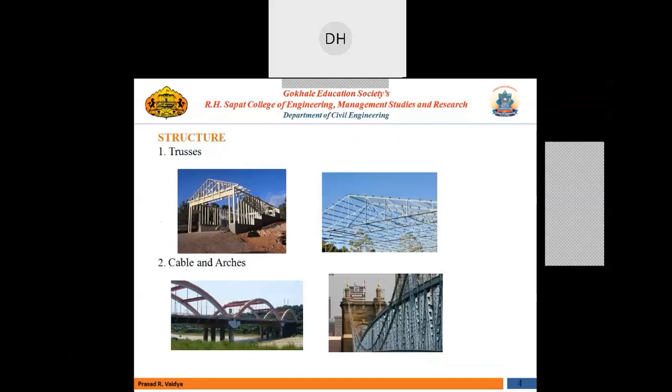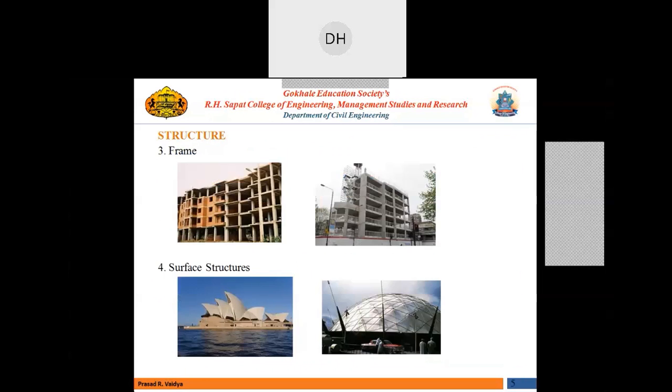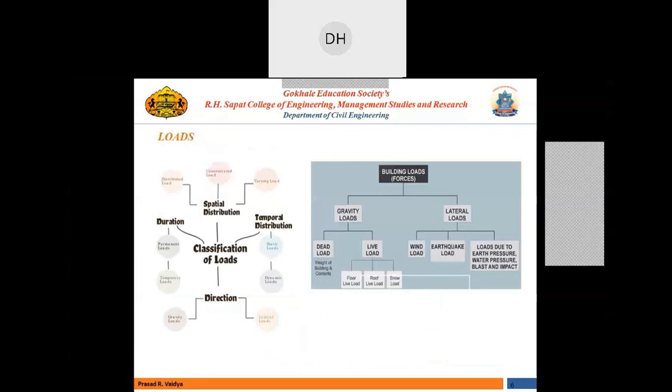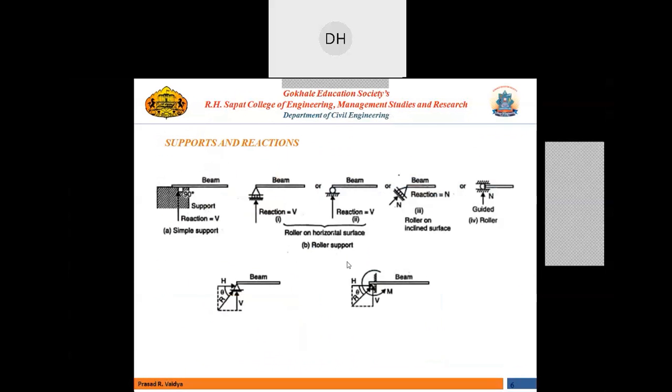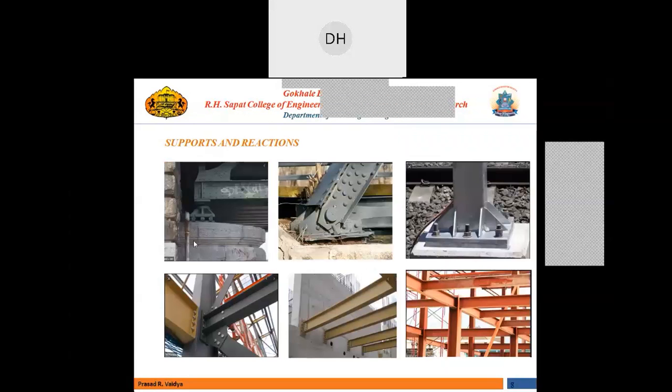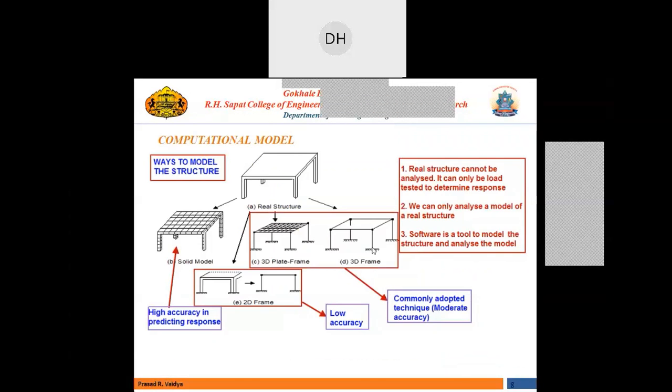So we have seen some of the basics of the structure, like the classification of the structure: trusses, cables, frames, and surface structure. Then we have seen the types of load based on the behavior of the load, like gravity load and lateral load. Then we have seen the types of supports, where you have got basically three types: pin, roller, and fixed type supports. Then we have seen some of the sketches of actual roller and fixed type structure.